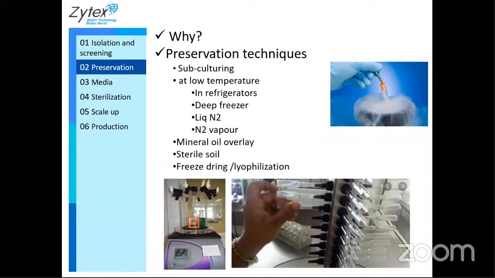I have listed a few commonly used preservation techniques. One is subculturing, that is when we want to maintain a live copy, when we want to regularly use it. Then at low temperature, that is in refrigerators at 4 degrees.